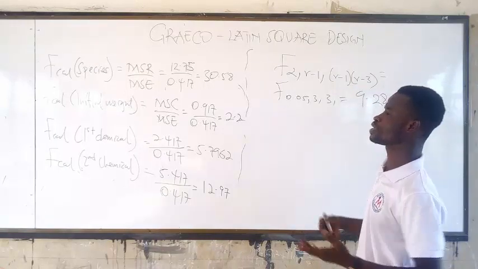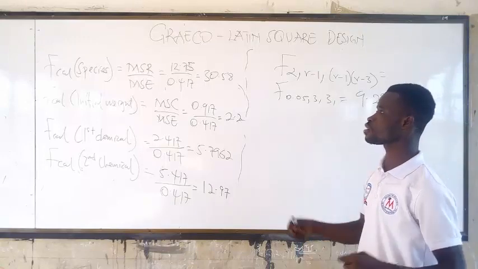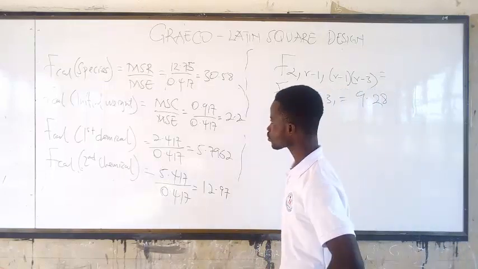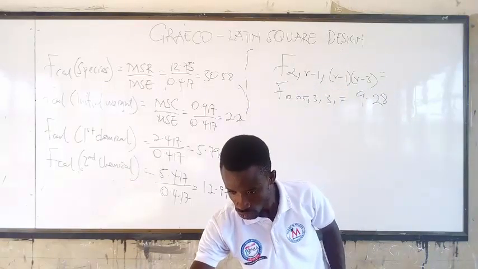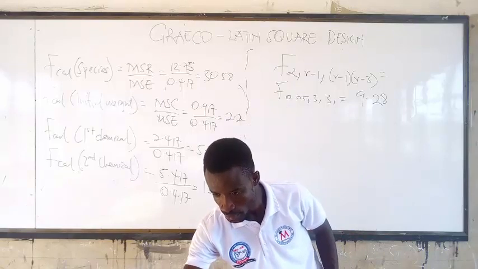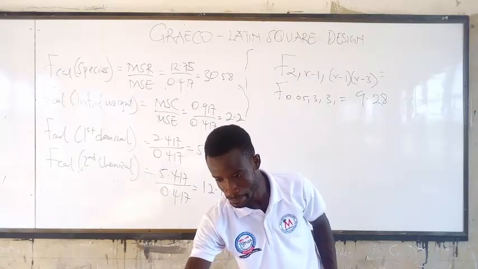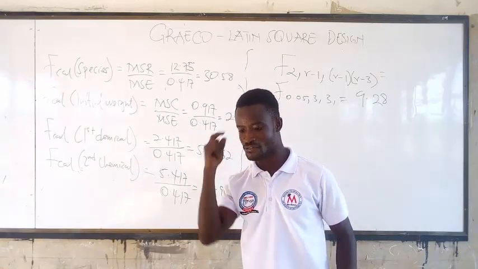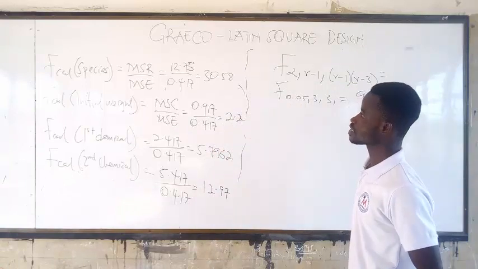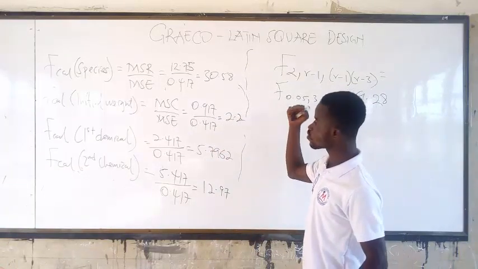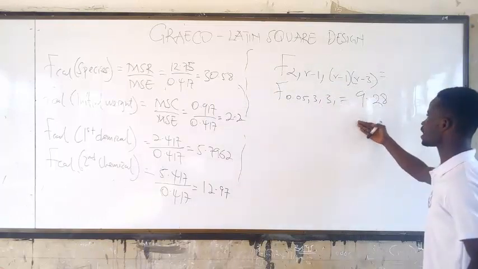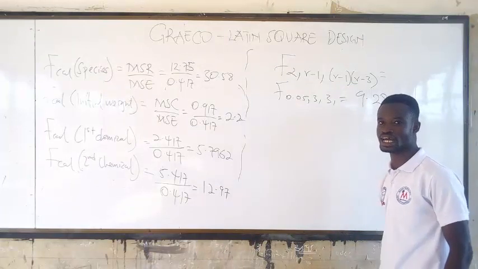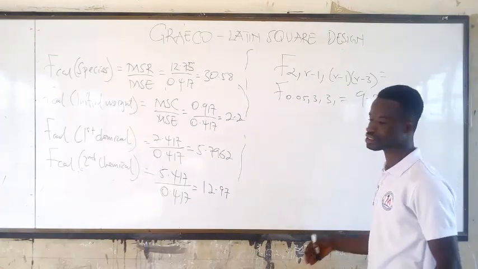Or there is a difference between the species. That's all. Very simple. Since the F calculated is greater than the upper level, then we reject the null hypothesis and conclude that there is a difference between the means.